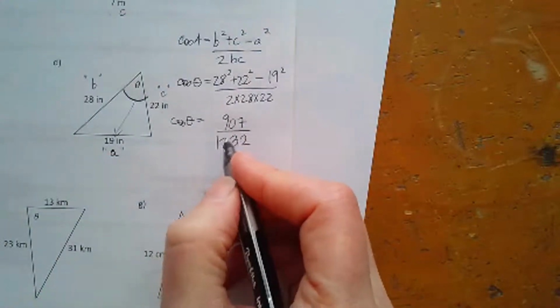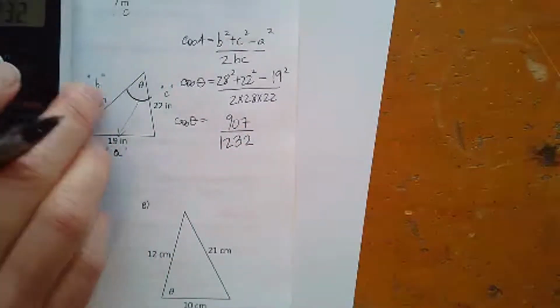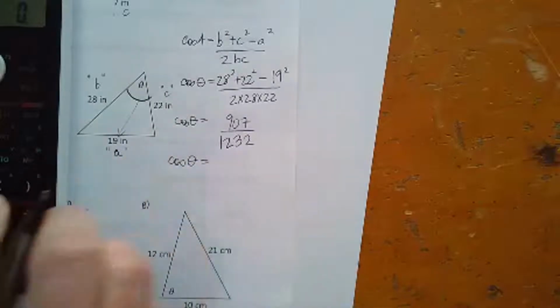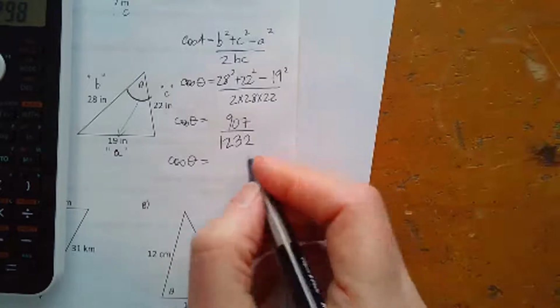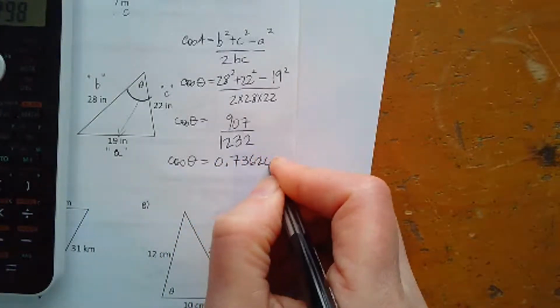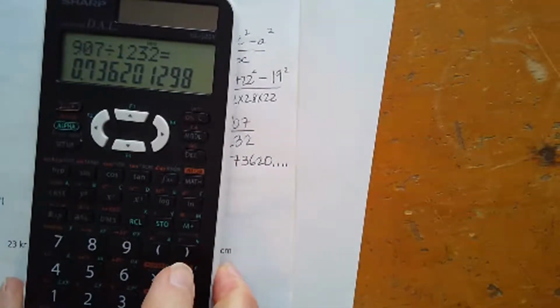So, in my calculator then, I'm going to get a decimal answer, right? So I'm going to get cos of theta equals 907 divided by 1232. Now these guys look weird. Anytime you're solving for an angle, it looks weird at the beginning. Okay, so I get a decimal answer.